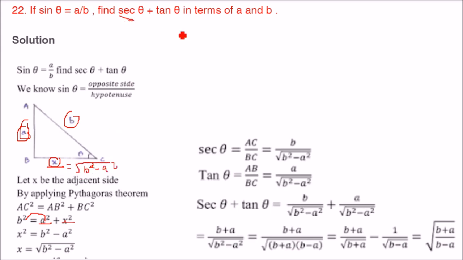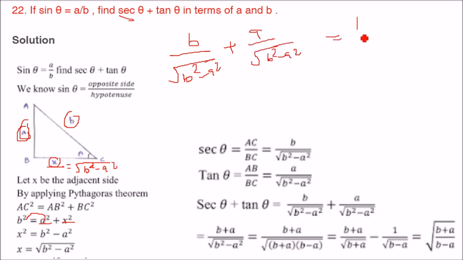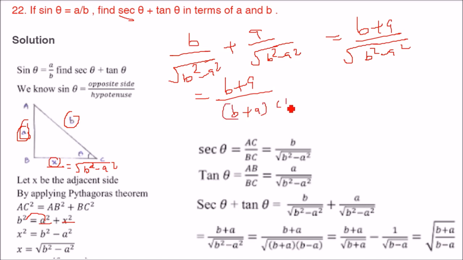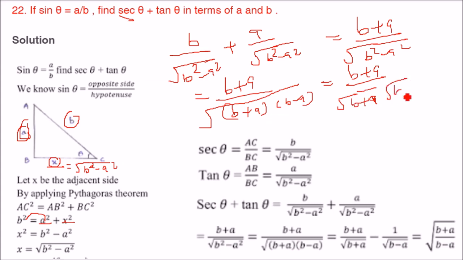So let us use this. Sec theta will be hypotenuse by base. What is hypotenuse? b. So b by base. Base is under root b square minus a square. Plus tan theta is perpendicular by base. Perpendicular is a. Base is again under root b square minus a square. Because the bases are same, we can just add: b plus a by under root b square minus a square. This b square minus a square can be written as b plus a, b minus a. Take under root, so you can get b plus a by under root b plus a, under root b minus a.